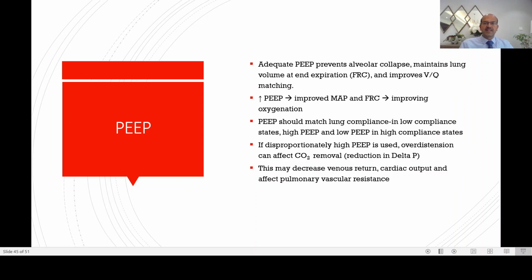The positive end expiratory pressure prevents alveolar collapse. It maintains the lung volume at end expiration and improves VQ mismatch. Increased PEEP improves the MAP and improves the FRC, thus it improves oxygenation. In a closed down lung, increasing the PEEP, by improving the FRC, improves carbon dioxide washout as well. So this is an important concept in the acute phase of the disease. So PEEP increase doesn't always lead to CO2 retention.